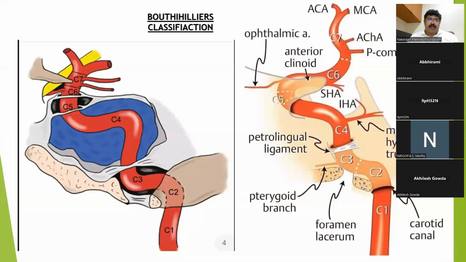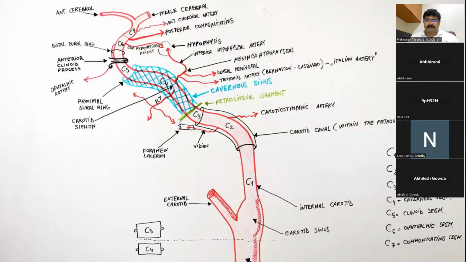That is the Bouthillier classification, which is commonly used for surgical classification and for various approaches. Based on this classification, our angiographic approaches also depend on this.